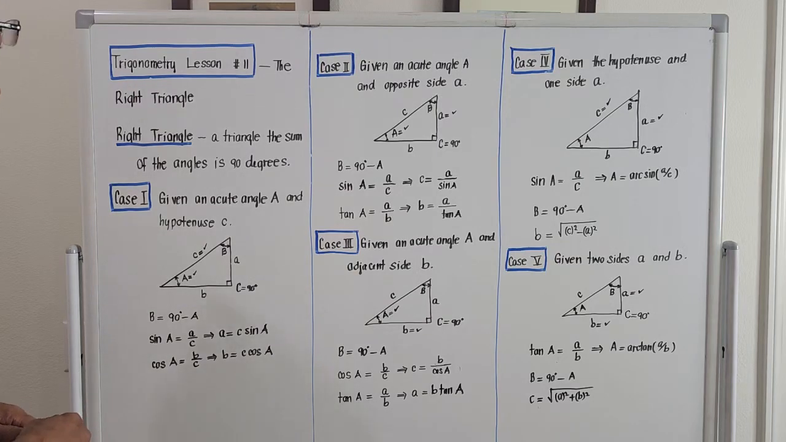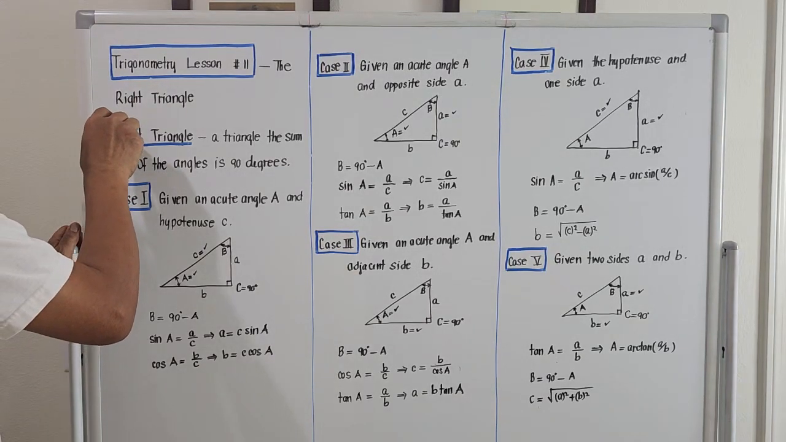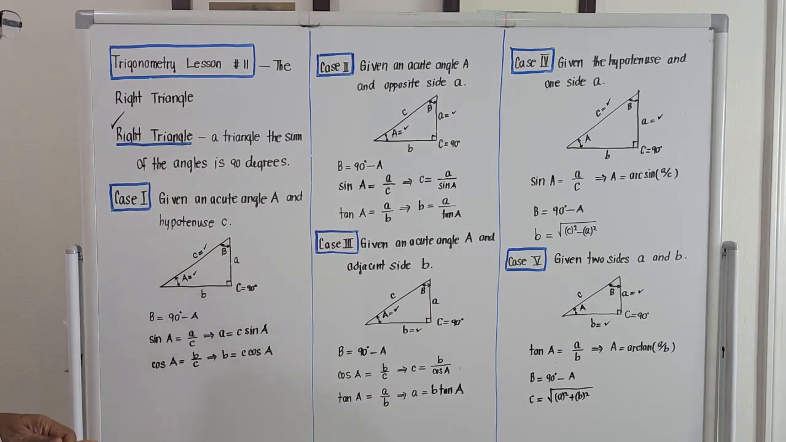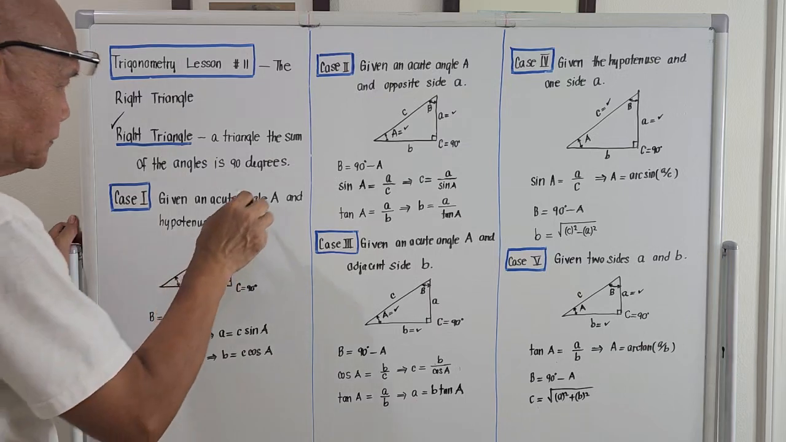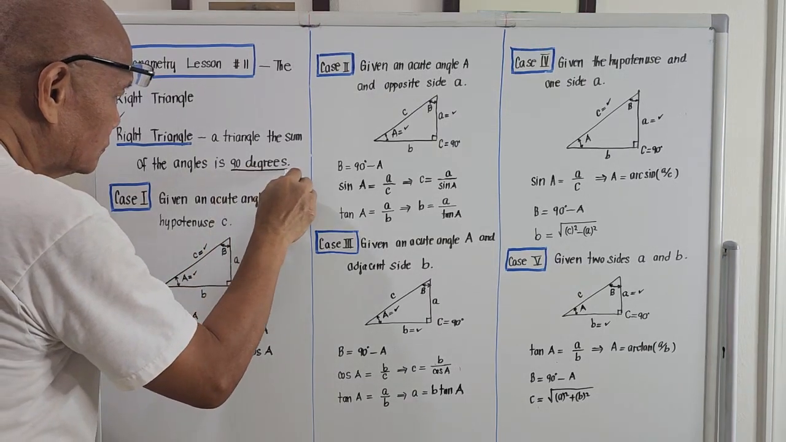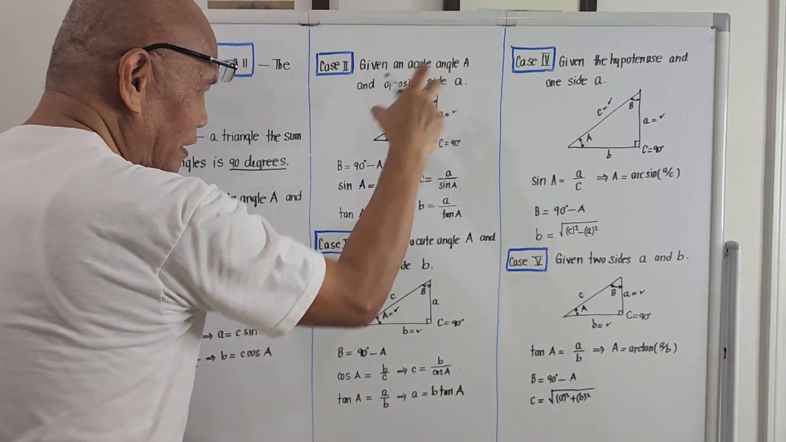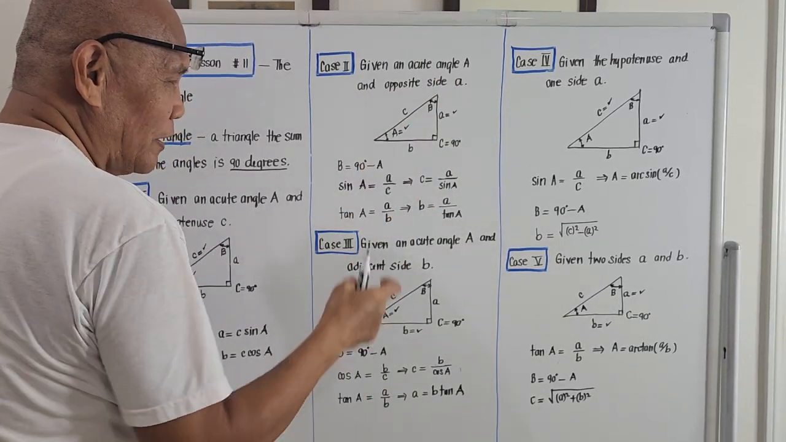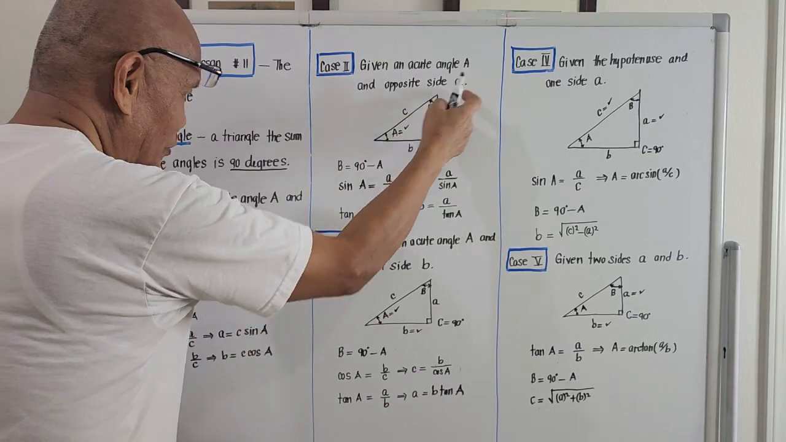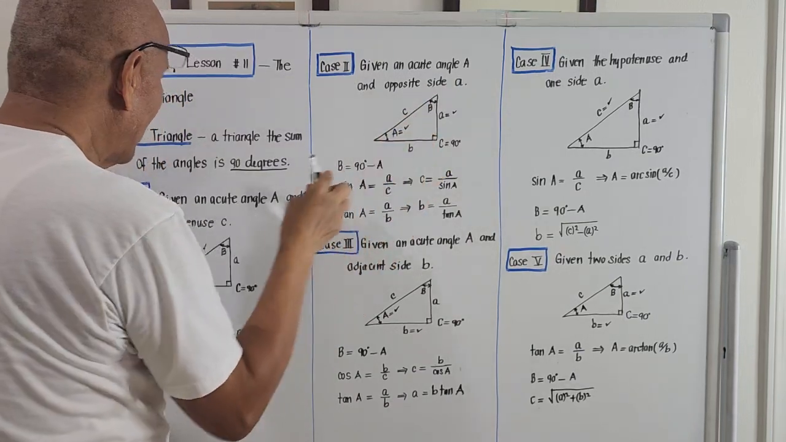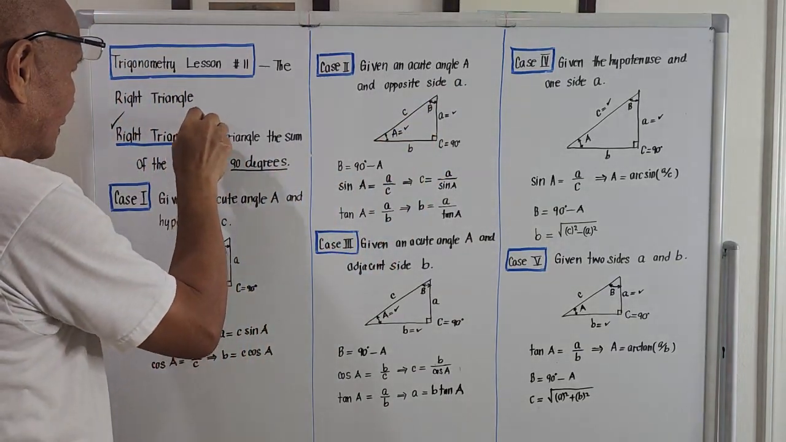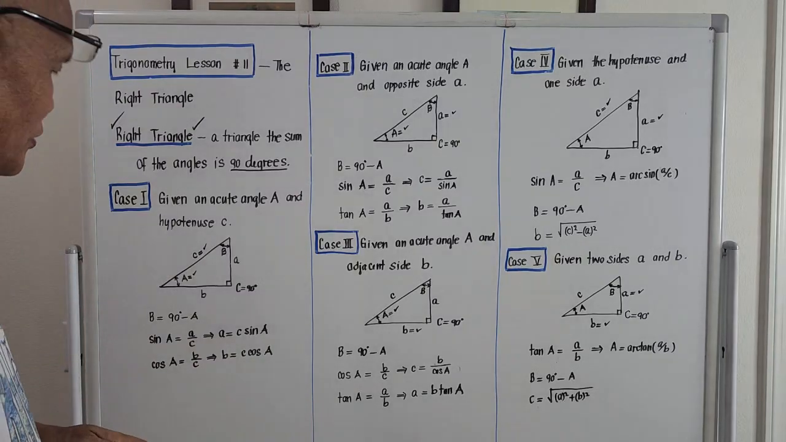What is a right triangle? A right triangle is a triangle in which the acute angles inside, the sum is actually equal to 90 degrees. We are given angle A and angle B inside, and the sum of these should be equal to 90 degrees for it to be a right triangle. Oh, this is an easy one.